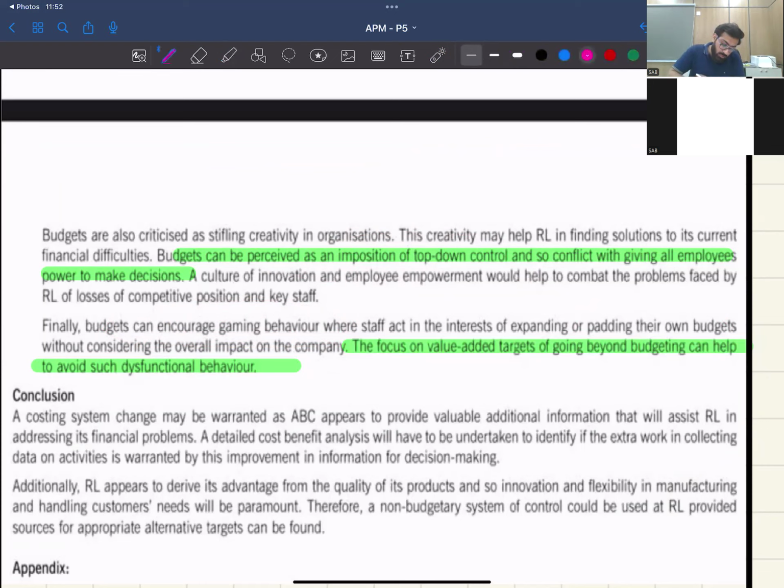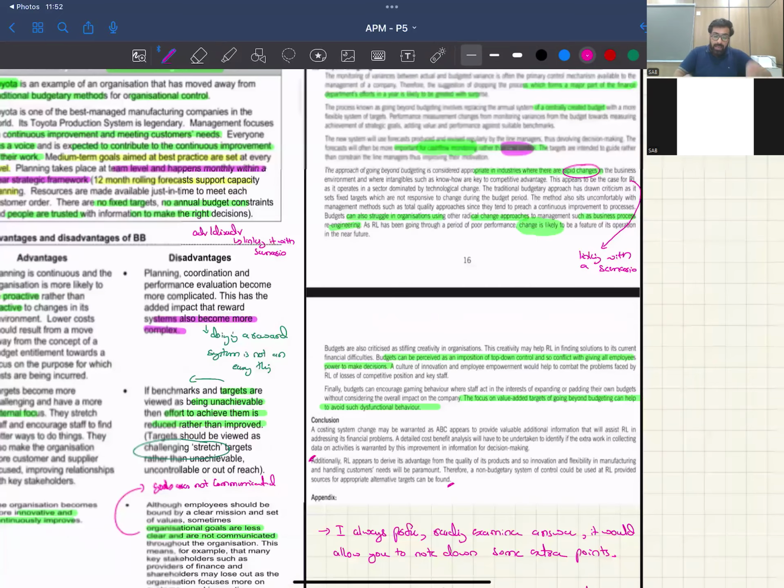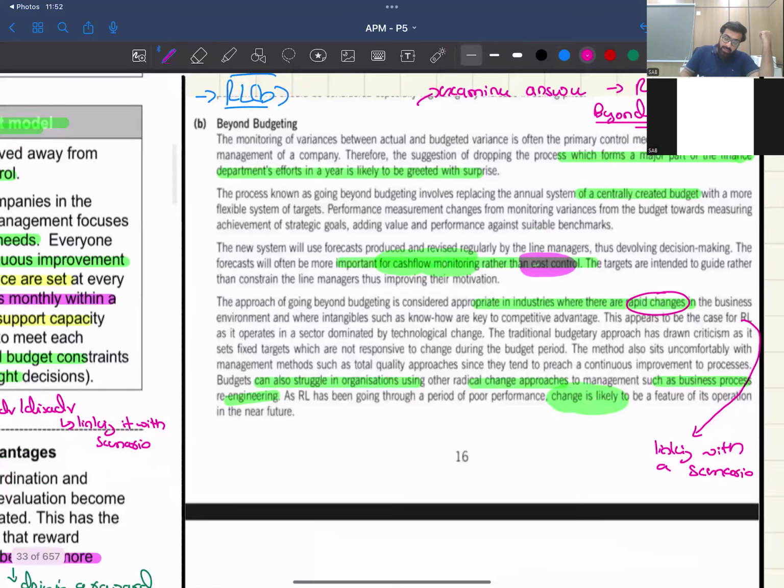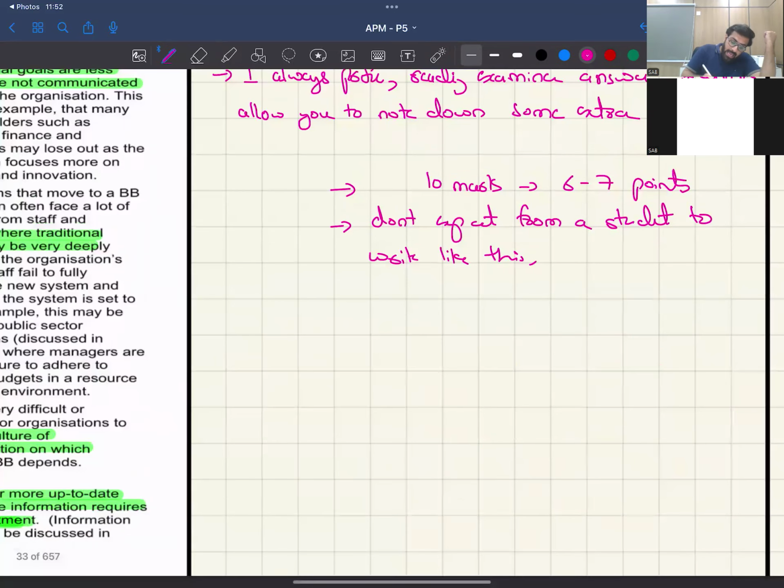And then a conclusion paragraph. We have not yet taught you how to write conclusions. We'll be writing many conclusions later on, but this is how you write an answer for beyond budgeting. Now, what are the points? See, the points that the examiner made.